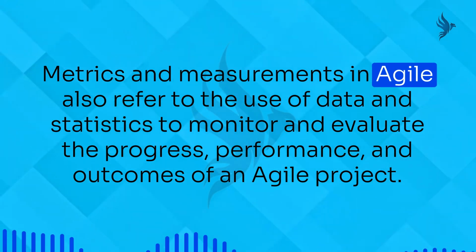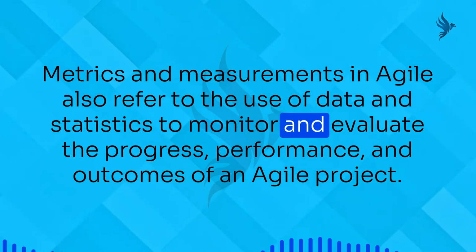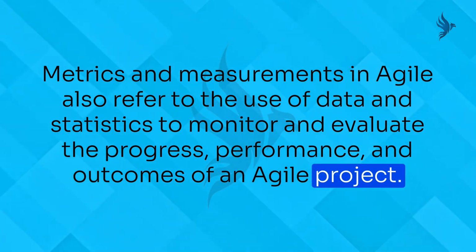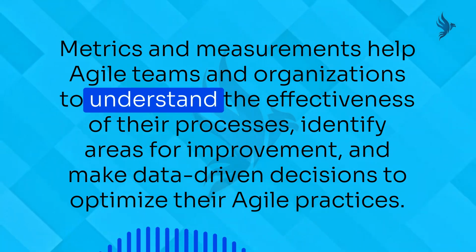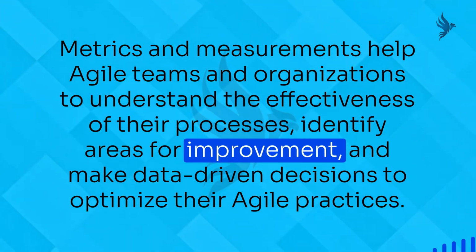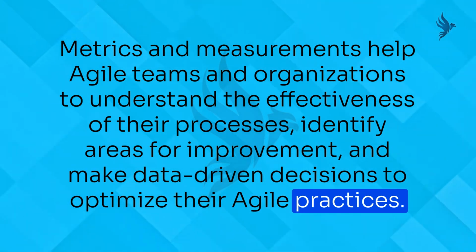Metrics and measurements in Agile also refer to the use of data and statistics to monitor and evaluate the progress, performance, and outcomes of an Agile project. Metrics and measurements help Agile teams and organizations to understand the effectiveness of their processes, identify areas for improvement, and make data-driven decisions to optimize their Agile practices.